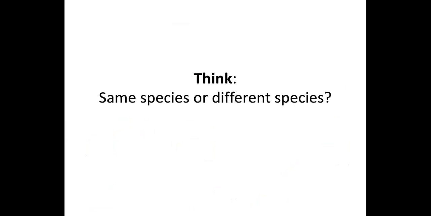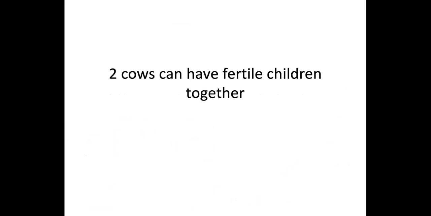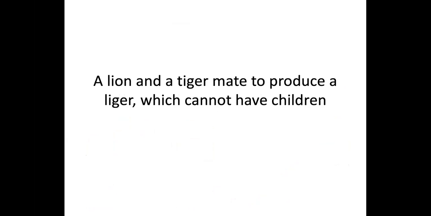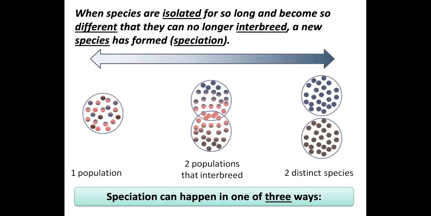So let's think here. Same species or different species? Two cows have fertile children together. Same. A lion and a tiger mate to produce a liger. Different. Horses cannot breed with elephants. They're obviously different, yes.